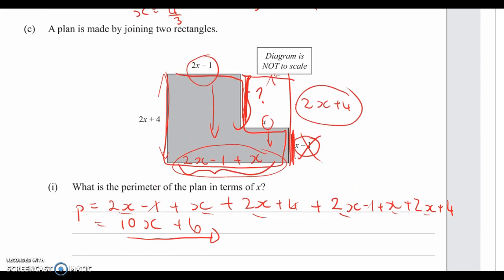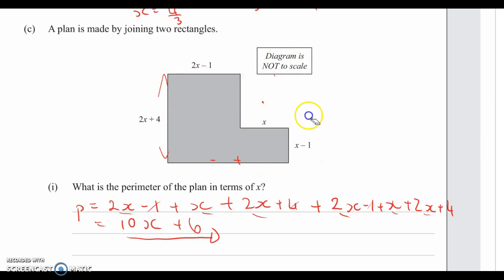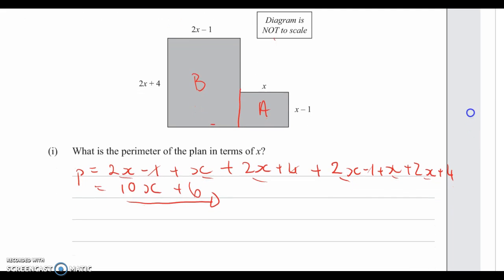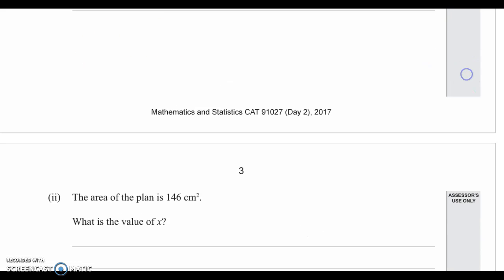In this case, I am going to need to just look at that again. Think of it in terms of two rectangles. So if I've got that little rectangle there, A, and that rectangle there, B, you could have done it differently. It's good to label things. So area of A is x times x minus 1.